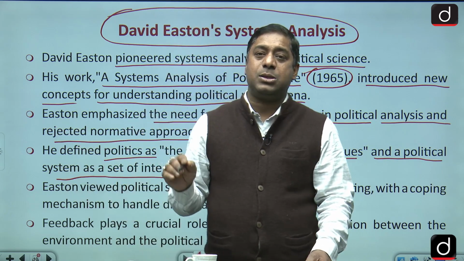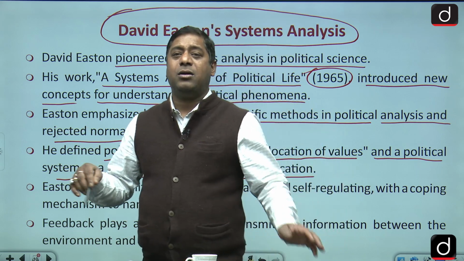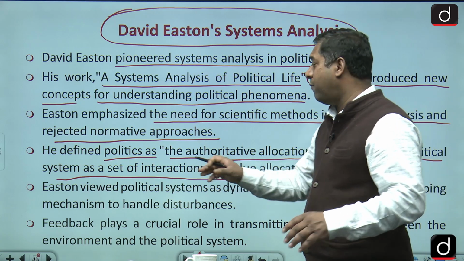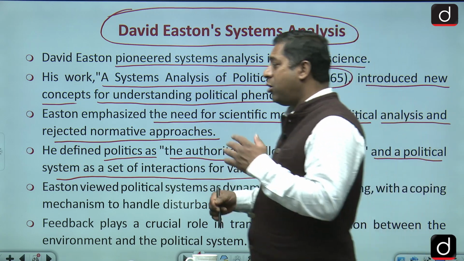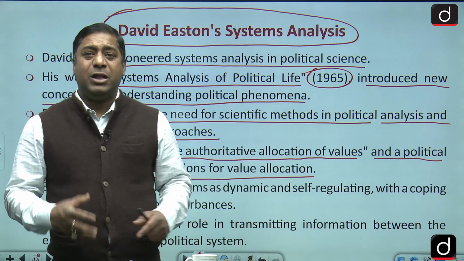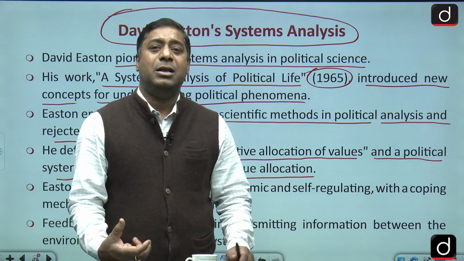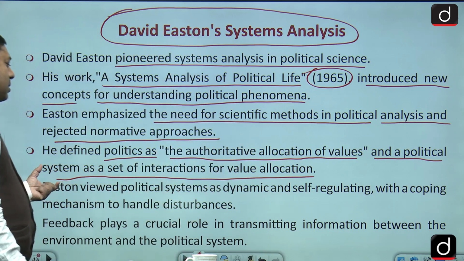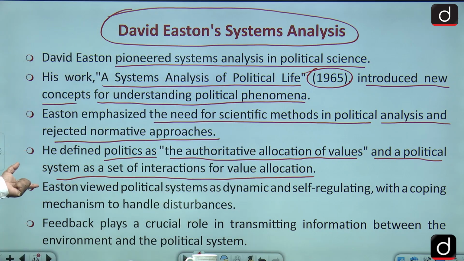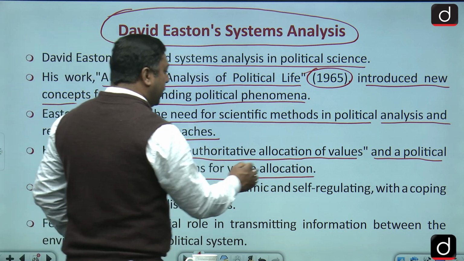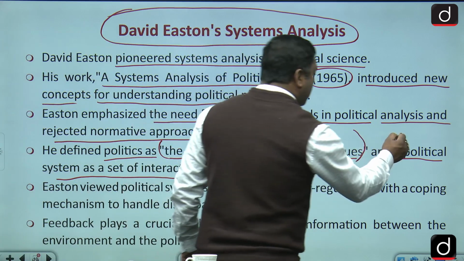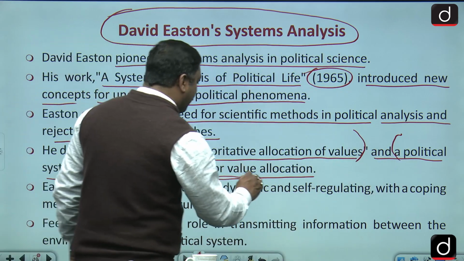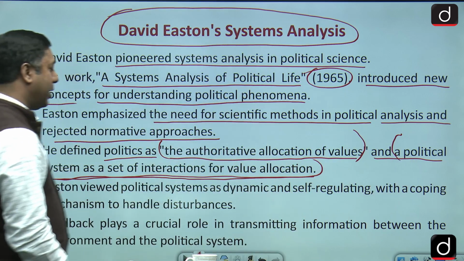Values in the sense, whatever values are there, whatever resources are there, authoritative allocation of values. And in this authoritative allocation of values, when the values are allocated, then there is interaction. And that interaction is nothing else but the political system. So politics is authoritative allocation of values, and political system is what? It's nothing else but a set of interactions for value allocation.